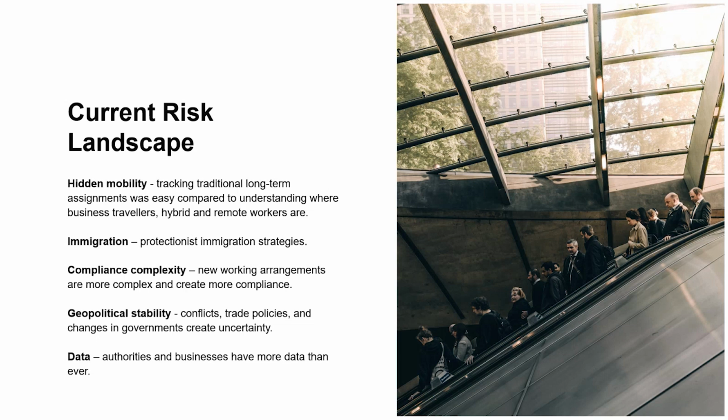We've seen conflicts around the world, so obviously we've got a number of those now, but how are those impacting people crossing borders? And then finally, on this risk landscape, data. This is a really key thing at the moment. Authorities and businesses have more data than ever. We should be able to track and understand where people are, but I guess the point is, what are you doing with that data? And what are the authorities doing with it?